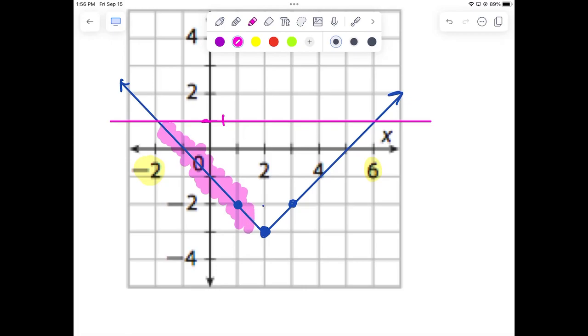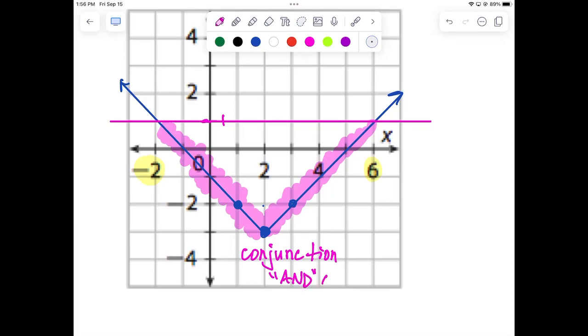In this case, it's between, right? I can clearly see the graph of the absolute value function is below the pink graph between them, okay? So this is going to be what we call a conjunction, not a disjunction. A conjunction, which is essentially the AND case. And it's going to be your compound inequality. I'll show you what that looks like here.